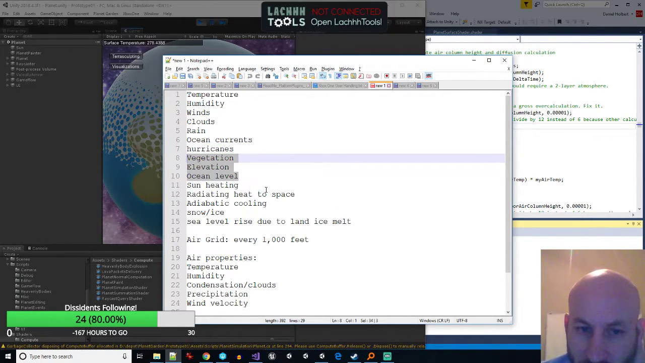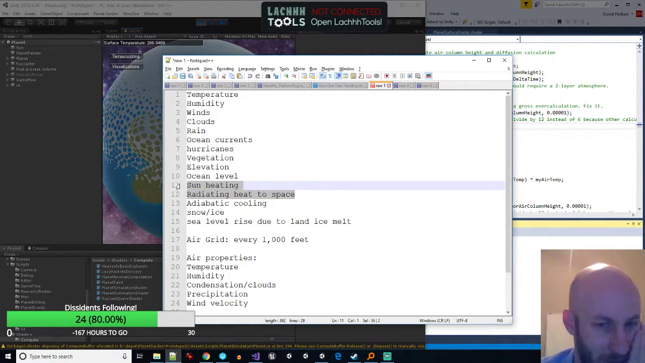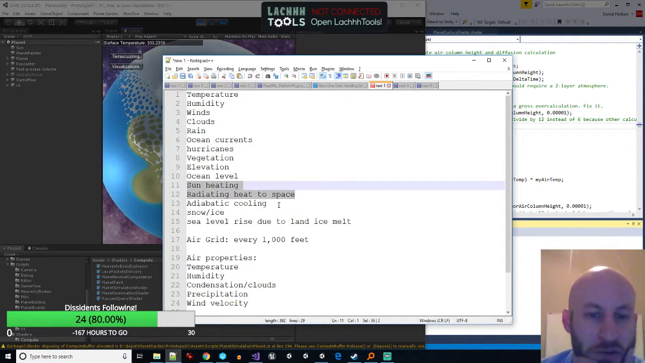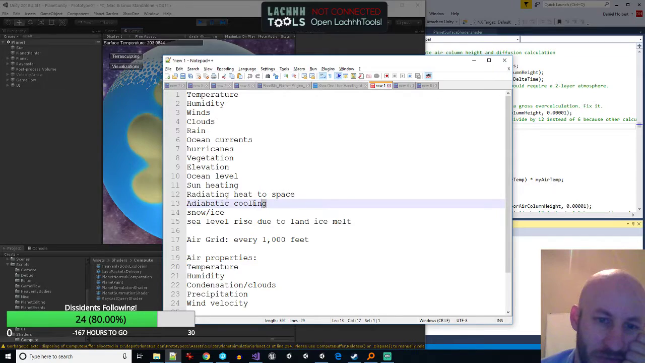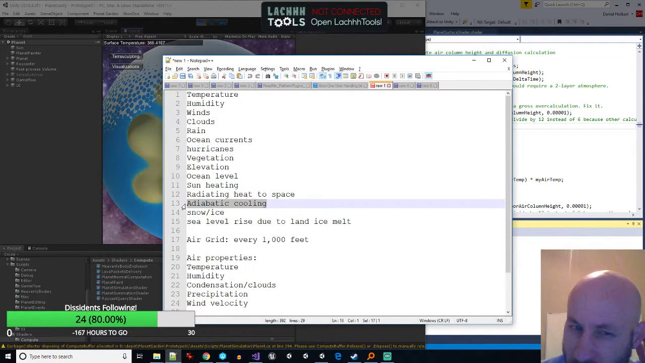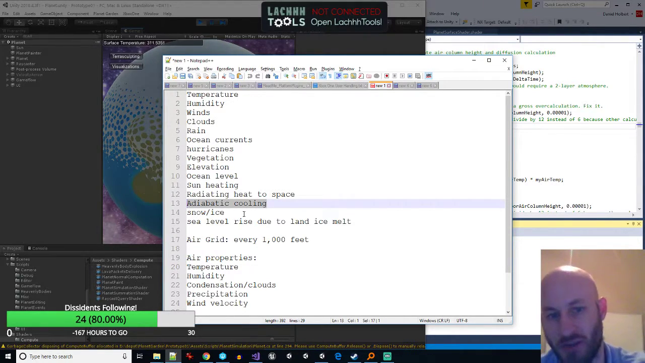These other things are all there. Sun heating is something I've been working on, as well as the emission of heat back out into space in the form of infrared. Adiabatic cooling is a crazy fancy word for something we all know intuitively: when you go to a higher elevation, things get colder. The air expands and cools because there's less pressure, because there's less air above it.